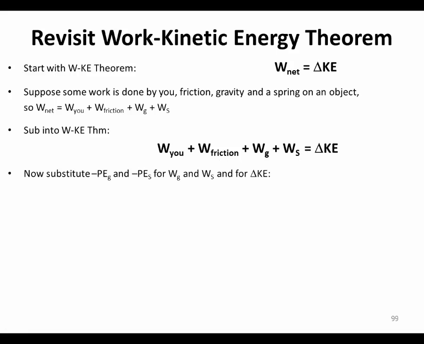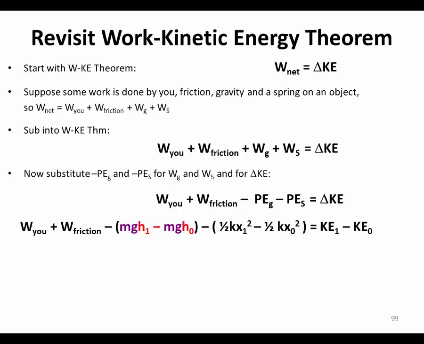We know that for work done by gravity and work done by the spring, we can substitute in negative potential energy for gravity, negative potential energy for the spring. So that's that substitution. And I will substitute what we solved those for on the previous two pages. Here's our potential energy formula we solved from before, and here's our spring formula.